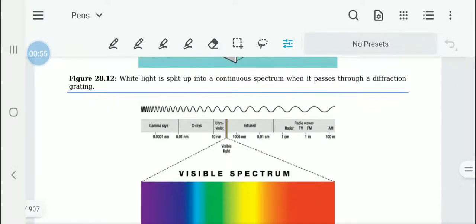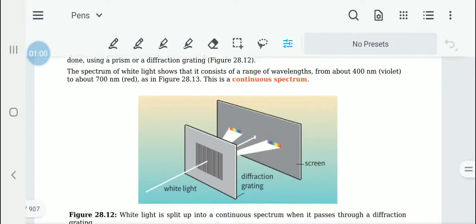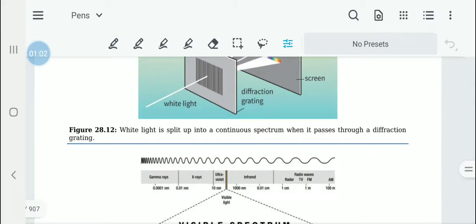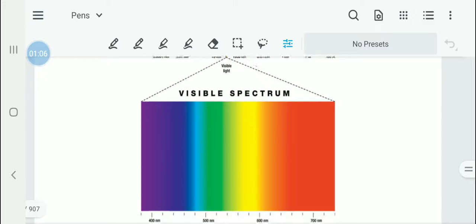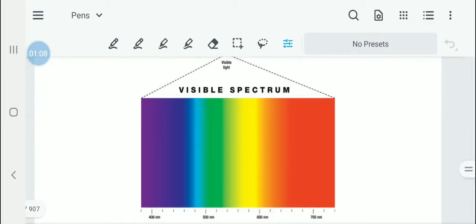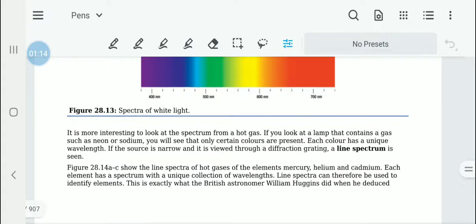You have discussed these diffraction gratings, we have discussed them in O levels as well. So this is going to be a continuous spectrum, the visible spectrum is seen. Now, when this light passes through hot or cold gas, there are some changes that occur.